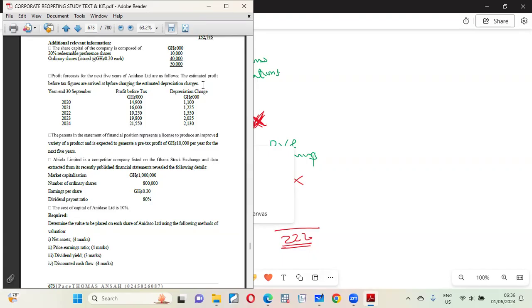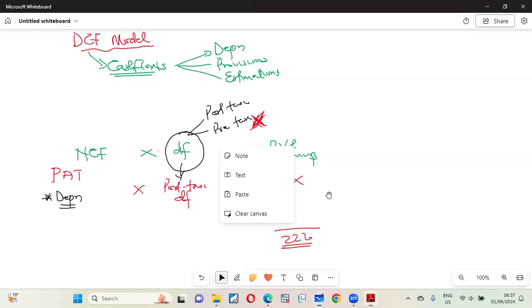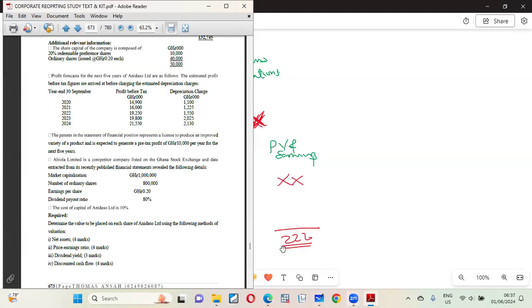Before charging depreciation. So this one, will you add the depreciation back, or will you leave it like that? No, you will not add. So you see, you have to read the question very well. So all you need to do is take these cash flows, then apply the discount factor. So what will be the discount factor? The discount factor will be given in the question, or when you read through the question, you'll find a discount factor somewhere in the question.